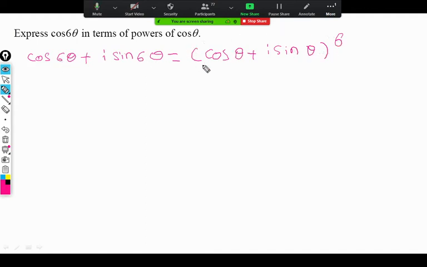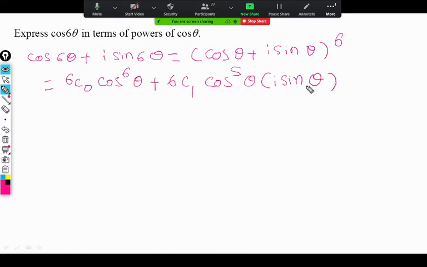Next step, we now use binomial expansion. Let me use the binomial expansion. So it is equal to, tell me the binomial expansion. 6C0 cos power 6 into (i sin theta) power 0. Plus 6C1 cos power 5 into (i sin theta) power 1. Plus 6C2 cos power 4 into (i sin theta) square.